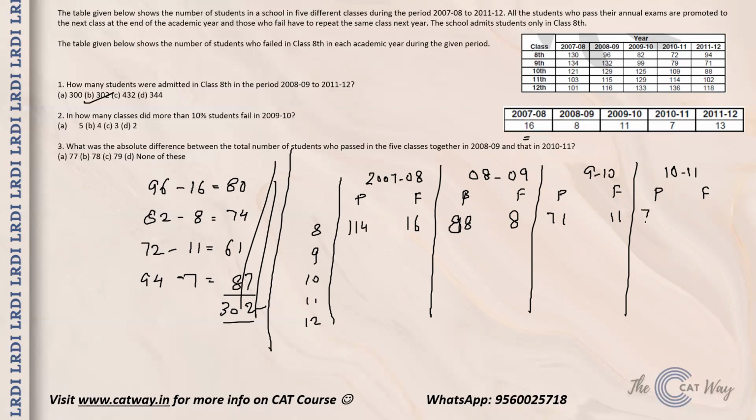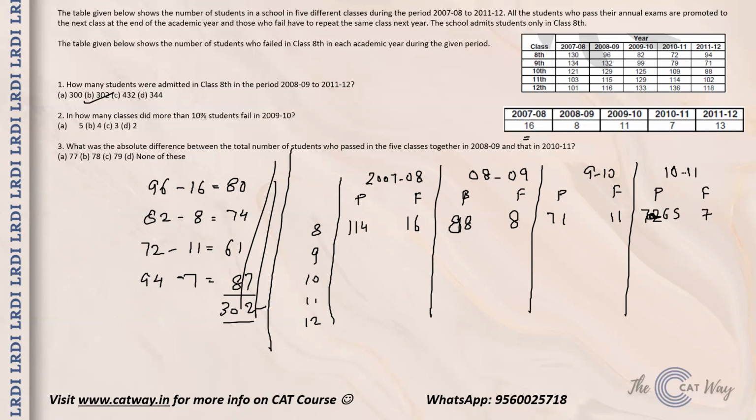Coming to 10-11, you have 72 students in the class. How many failed? 7 students. Out of 72, 7 have failed. So basically in the class, how many students passed? You have 65 students passing and 7 students failing.